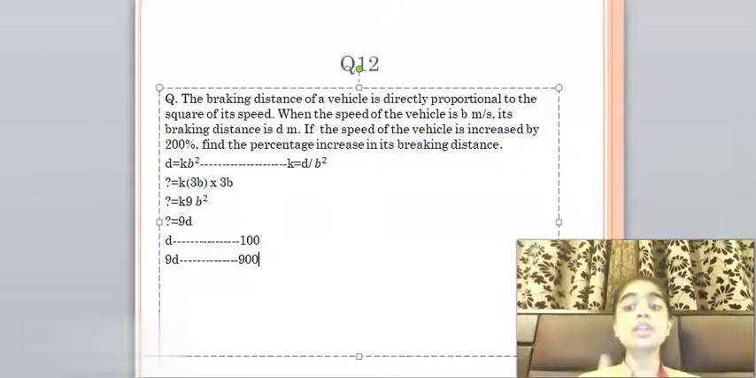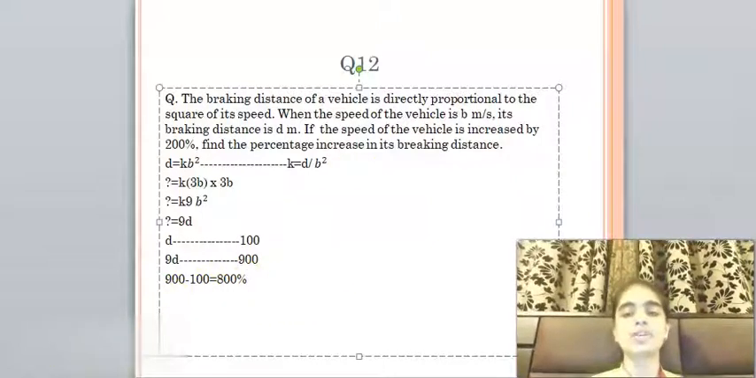So this is not the increase. We need to find the increase. Now it is 900. Before it was 100. So what will we do? 900 minus 100 will give us 800% increase. Again, you can do this question with the unitary method as well. You will get the same answer.